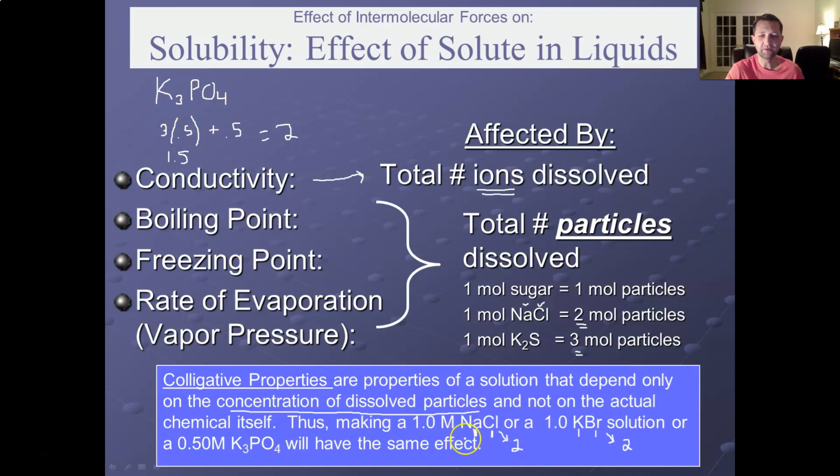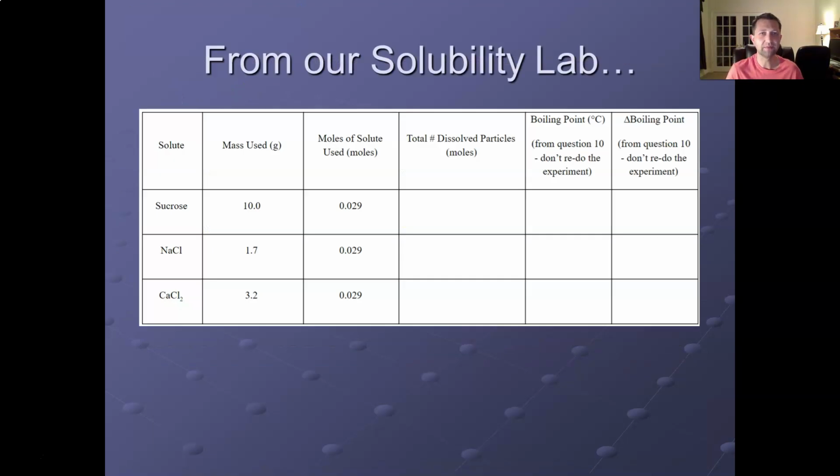2 moles of dissolved particles for NaCl. 2 moles of dissolved particles for KBr. All of those will have the same exact effect on all of these colligative properties, because you end up with 2 moles for all of them. So this is pretty easy, actually, once you get the hang of it. We'll do an example in a minute.